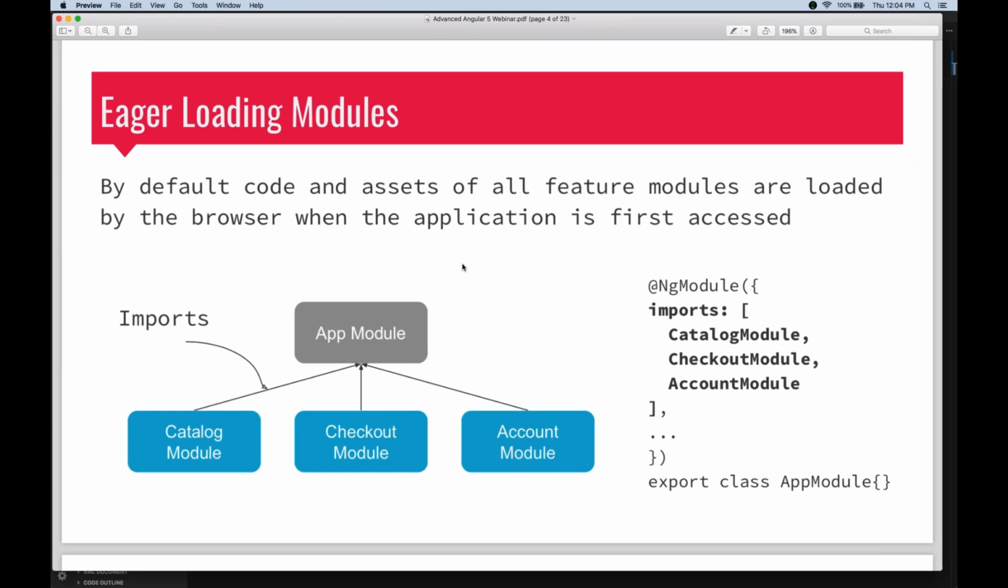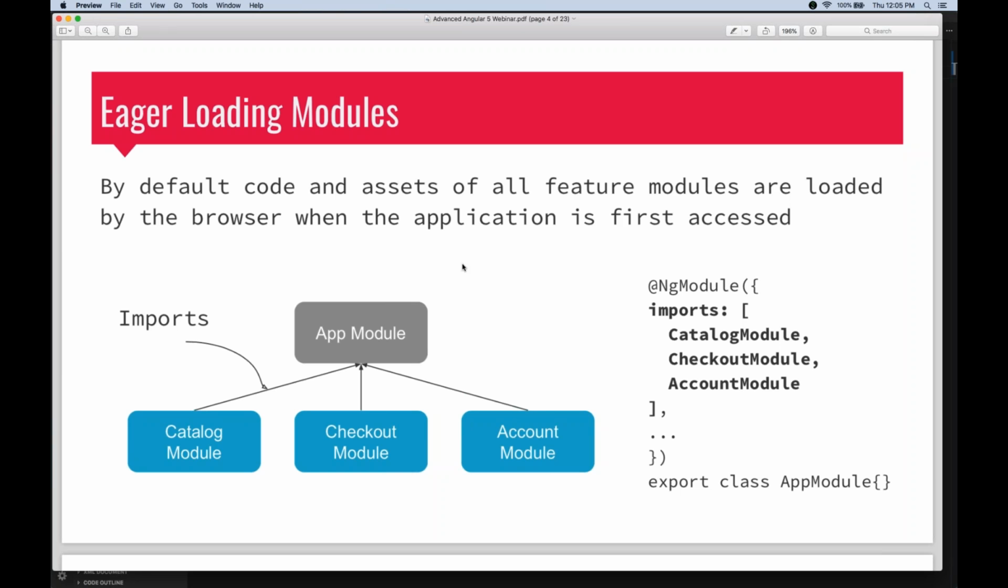Then we have 2 other modules. One is the checkout module, where you might be checking out, entering your billing address, shipping address, and so on, and paying for your purchase. We also have another feature module called the account module, where you can maintain your address book. You can look at your past orders and things like that. So all of these 3 feature modules are members of the app module. The app module includes these 3 feature modules.